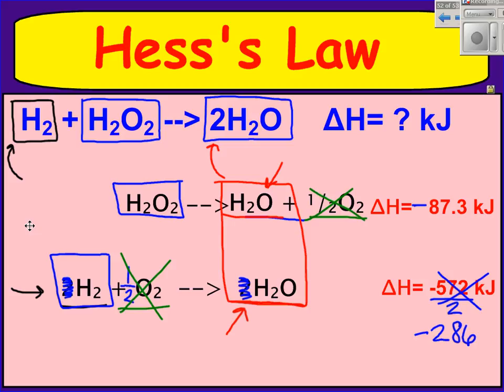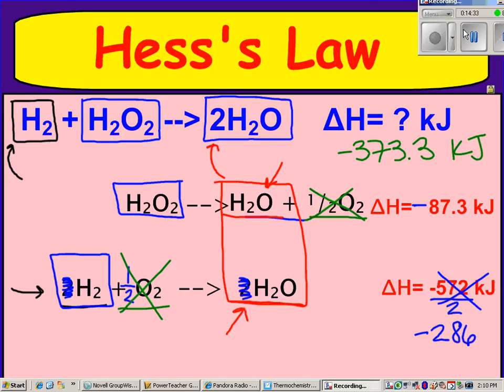Now everything has been manipulated to match the reaction above. So now our enthalpies are ready to add together. Negative 87.3 and negative 286 added together gives us a total enthalpy change of negative 373.3 kilojoules. That is the total enthalpy change for the total reaction.